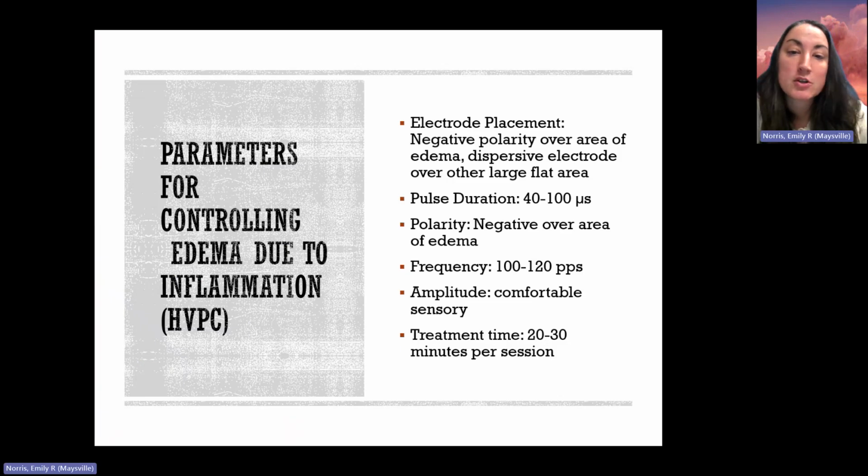Some of the parameters for controlling edema. So if you're doing the edema control due to inflammation, remember the negative electrode is over the area of swelling and the dispersive electrode is over a larger flat area. The pulse duration is 40 to 100 microseconds. Negative is over the area of edema. The frequency is 100 to 120 pulses per second and needs to be comfortable for the patient, but they can feel some tingles and that's fine. And the treatment time is typically 20 to 30 minutes with the area elevated if possible.